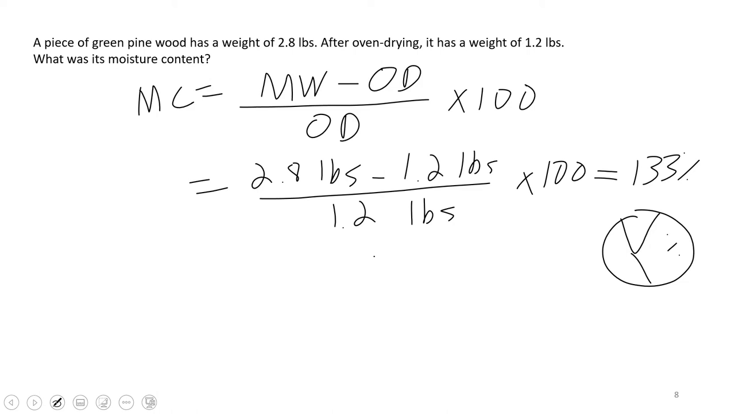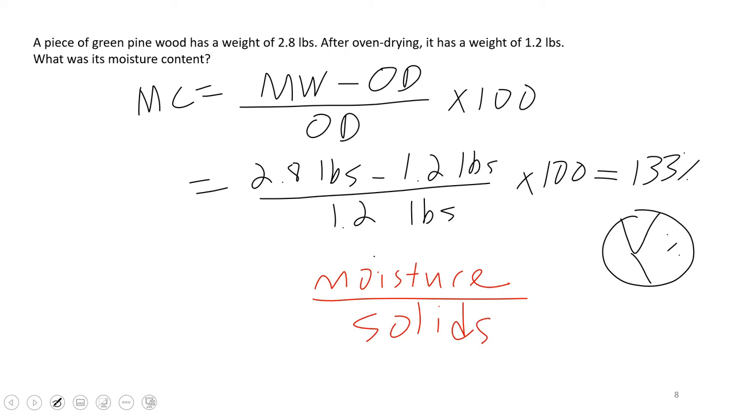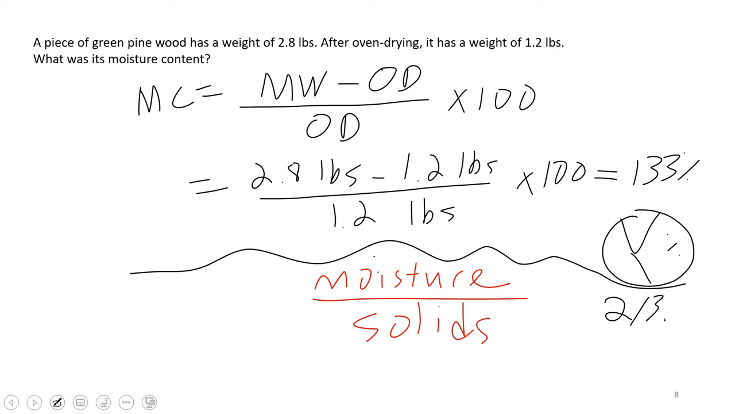However, the key thing to remember is that how we define moisture content is in relation to moisture relative to solids. It's moisture relative to solids. So imagine the human body, for example. You've probably heard that the human body is, let's say, 2/3 water. Let's assume for our example here that the old canard about the human body being 2/3 water is actually 100% correct.